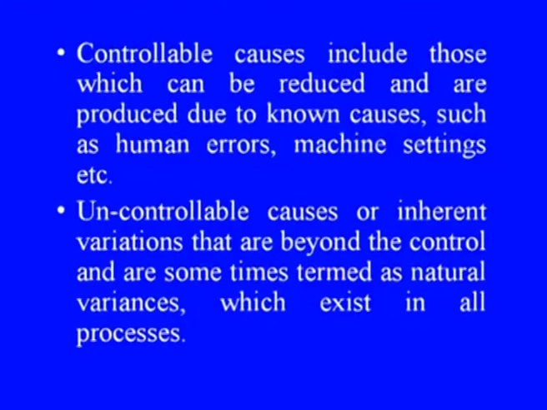Controllable causes include those which can be reduced and are produced due to known causes, such as human errors, machine settings, etc. Uncontrollable causes are inherent variations that are beyond the control and are sometimes termed as natural variances, which exist in all processes.